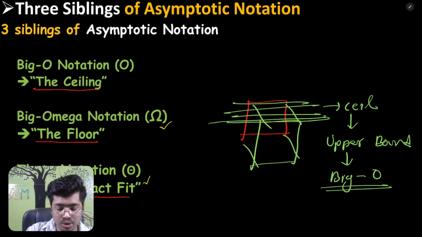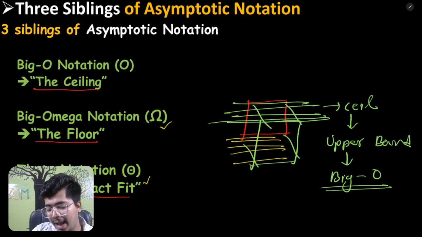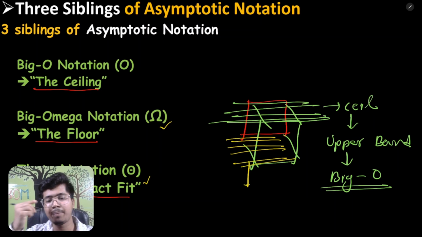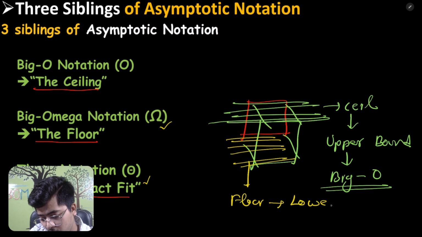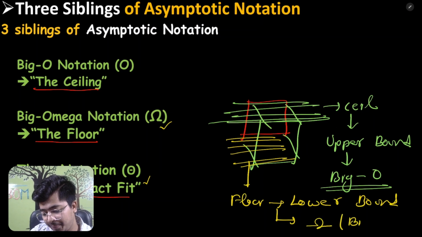Now we'll be talking about the lower bound, the floor. This is our floor in our room language. But if we call the same floor the floor level of values in programming language, to represent that we use big omega. Floor means the lower bound of our room, and to represent this lower bound we use the big omega notation.